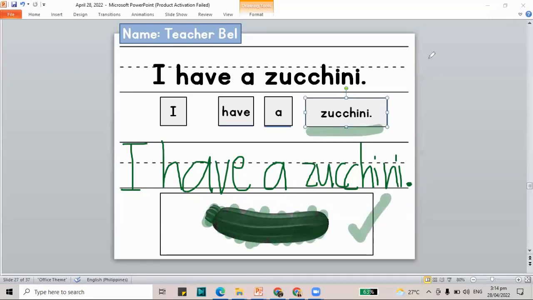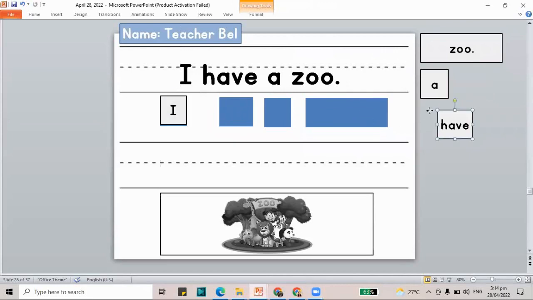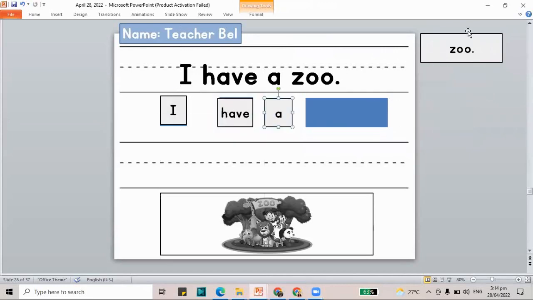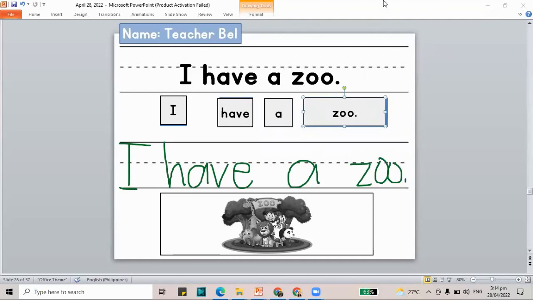If you're not yet done with the work, pause this video, play it again once you're done. Now let's move on to the next sentence. It says here, I have a zoo. Let's cut the words and paste them together. I have a zoo. Write your sentence. I, leave space, have a zoo. And your sentence with a period, then color your picture for zoo. Now, if you're not yet done with the work, pause this video, play it again once you're done.